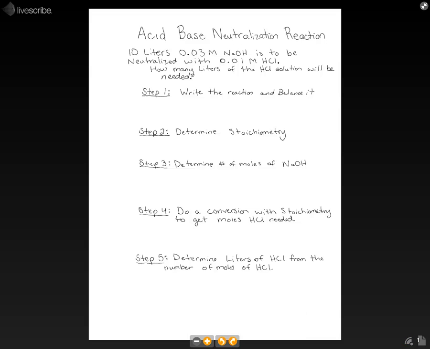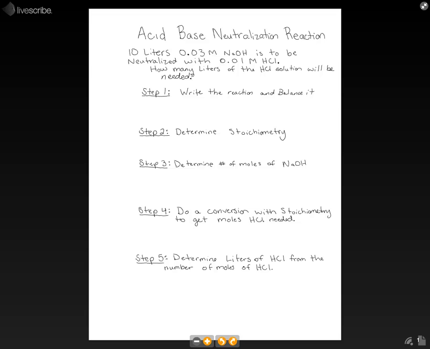So today we're going to work on an acid-base neutralization reaction, and the problem we're going to work through is that we have 10 liters of 0.03 molar NaOH, and that's going to be neutralized with 0.01 molar hydrochloric acid, and we want to find out how many liters of the HCl solution we need to neutralize the NaOH.